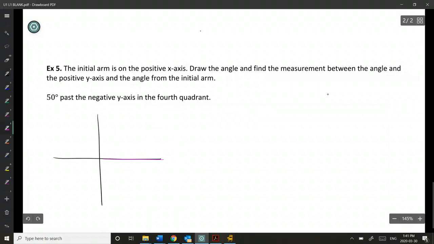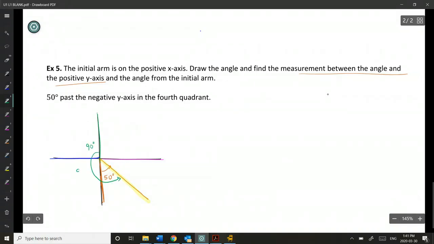So here we have the positive x-axis, the positive y-axis, the negative x-axis, and the negative y-axis. So our angle is starting from the orange line here and going past 50 degrees into the fourth quadrant. So if we rotate this way, approximately 50 degrees, we know that this guy is 50 degrees here. This is our angle right here. And then it asks us to find the measurement of the angle between the positive y-axis and our angle.